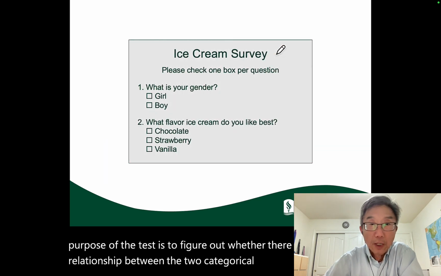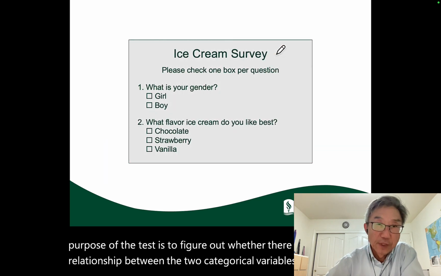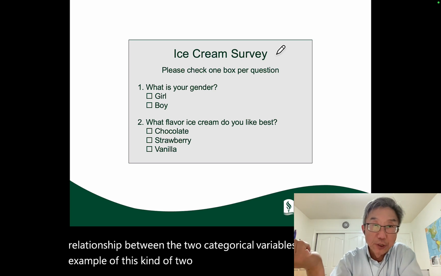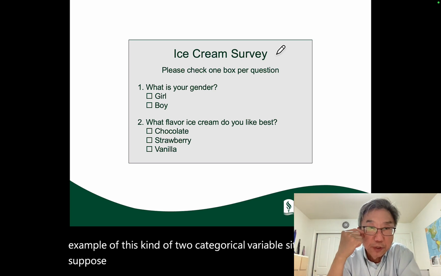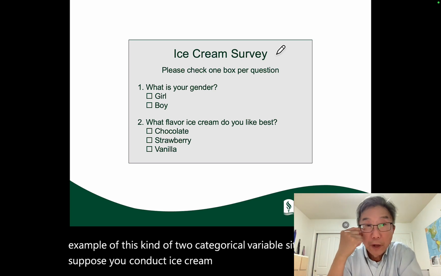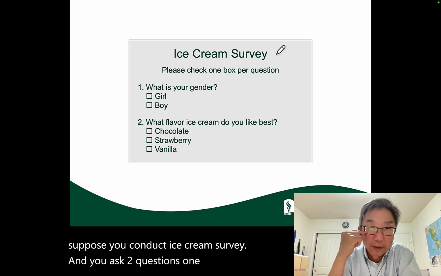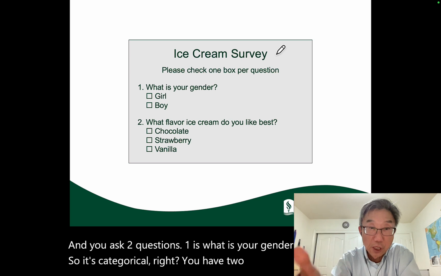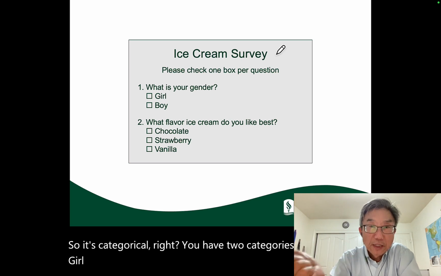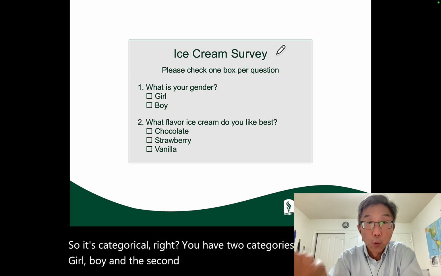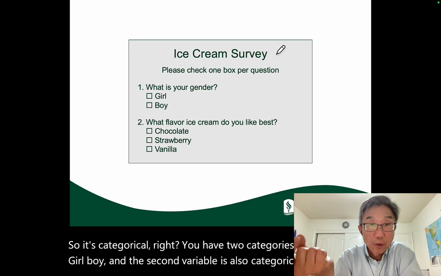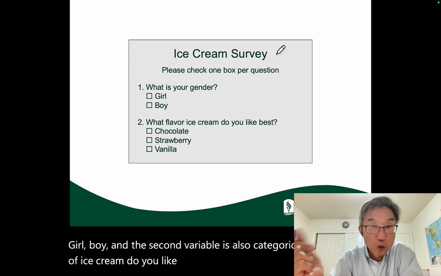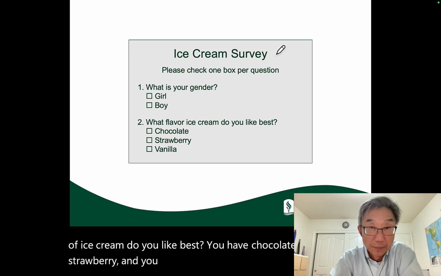Here's another example of this kind of 2 categorical variable situation. So suppose you conduct an ice cream survey, and you ask 2 questions. One is, what is your gender? Boy or girl? So it's categorical, right? You have 2 categories, girl, boy. And the second variable is also categorical. What flavor of ice cream do you like best? You have chocolate, you have strawberry, and you have vanilla.